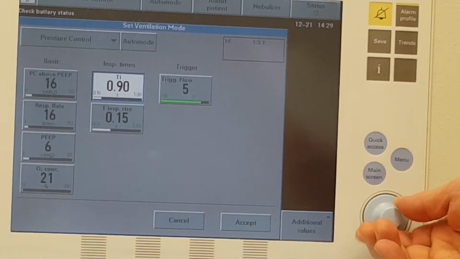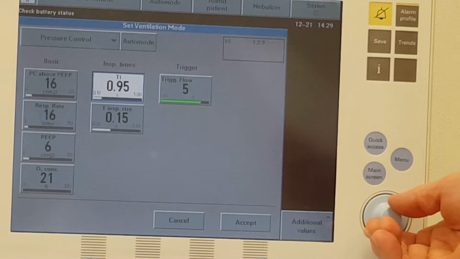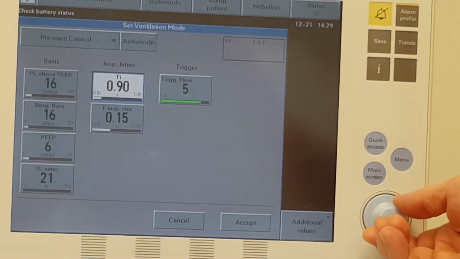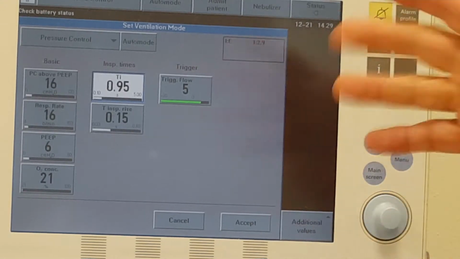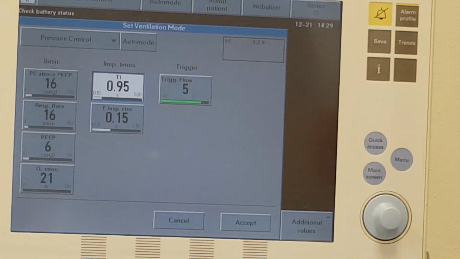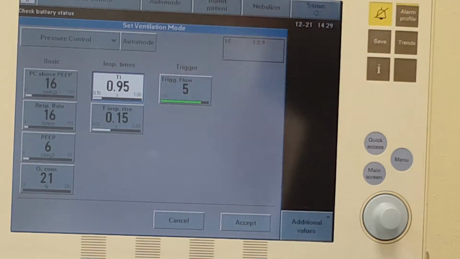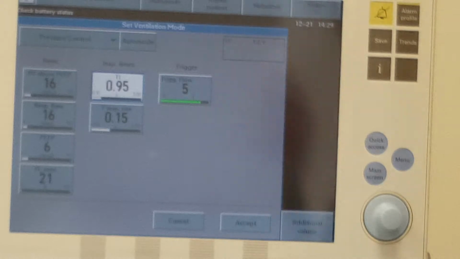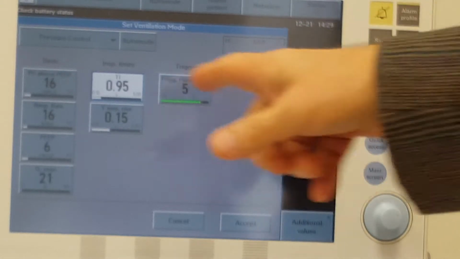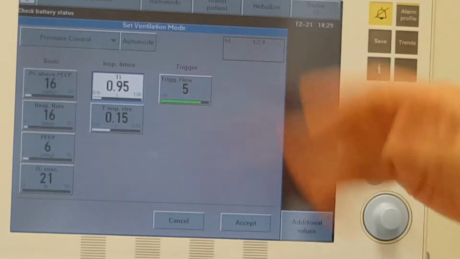we can either go to 0.95 or 0.9 to achieve this. I'm going to go to 0.95 because more often patients are comfortable 1 to 1.34 seconds. So here at 0.95, we're getting closer to that.